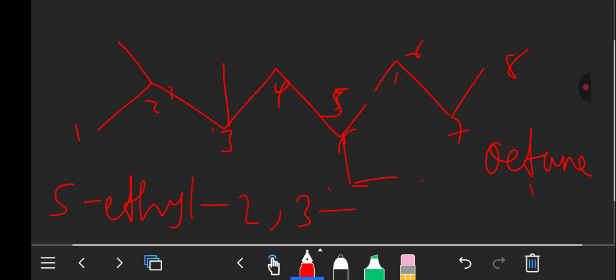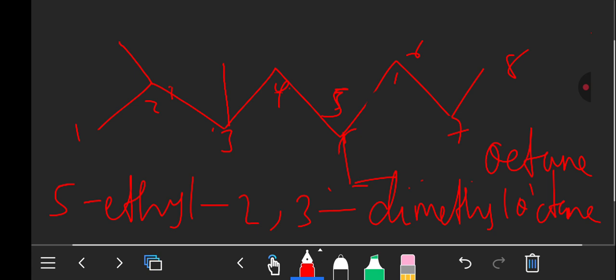Then I have 2 methyl. Because I have 2 methyl, I'll say dimethyl. Then I'll put the parent name octane. So this is how you get to name this compound.